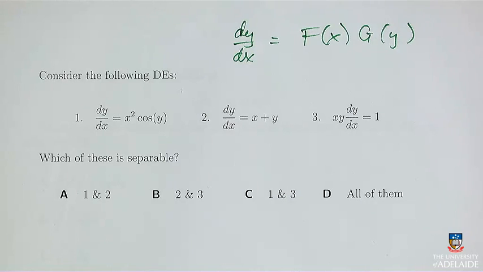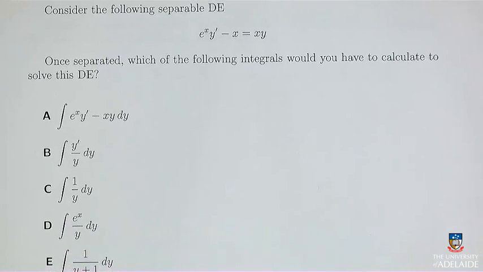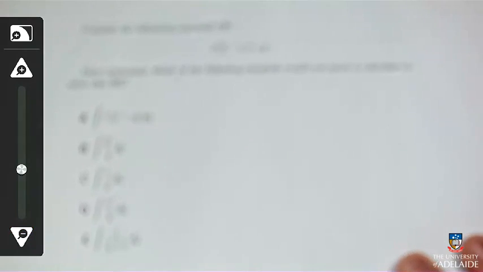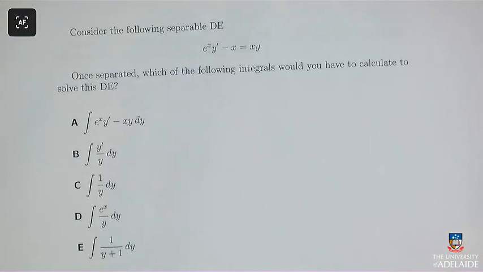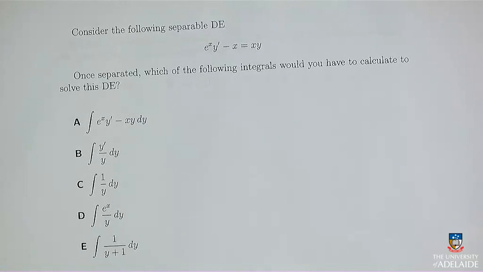All right, here is another one. Let me give you a minute. You might need some paper for this one. Once you've separated this one out, this is separable, what do you actually have to integrate? So you may find it useful to write something down. You can do it in your head, but it's easier to just scribble it down.